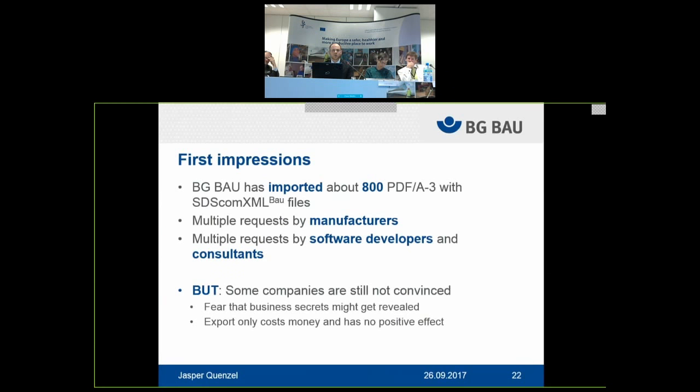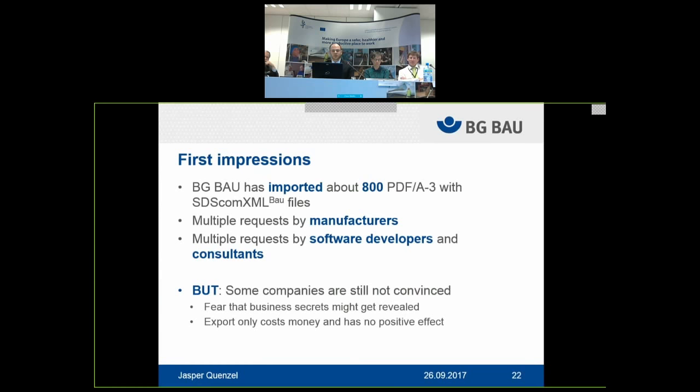On top of that, we had multiple requests by manufacturers of chemicals that want to use the solution but don't have the right software. And we had multiple requests by software developers and consultants, and just another one sent an email yesterday that they want to start to implement the software, the interface, and they want info on how to start. There's a big but.